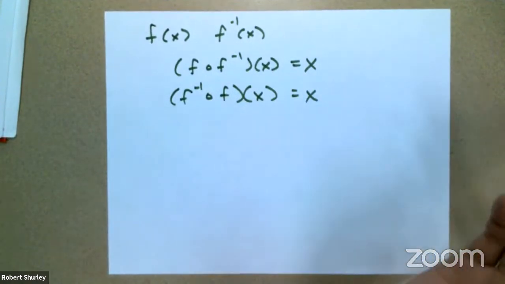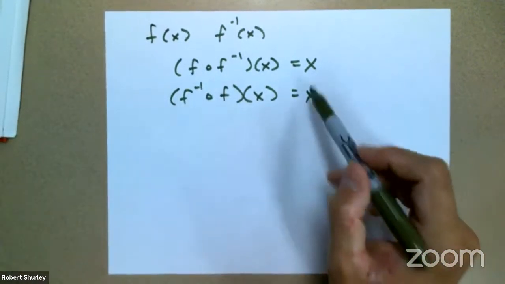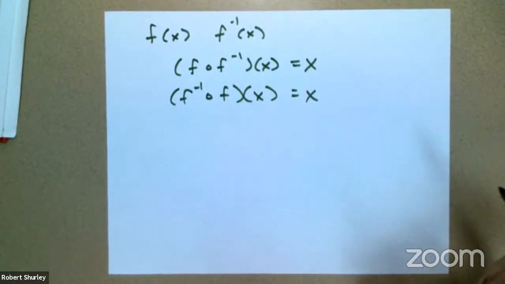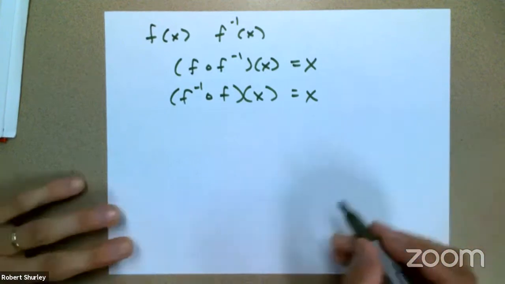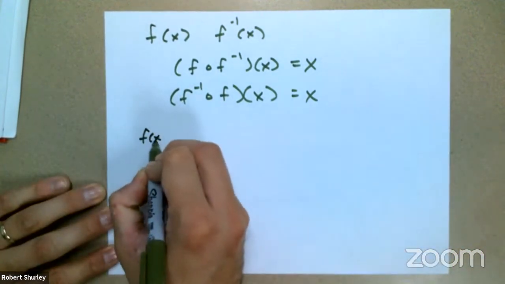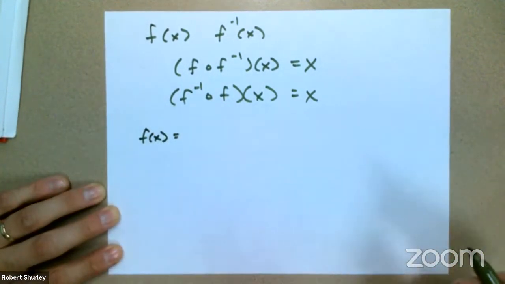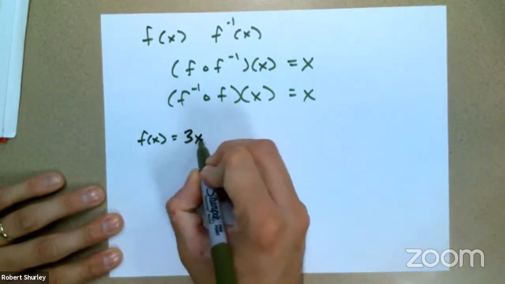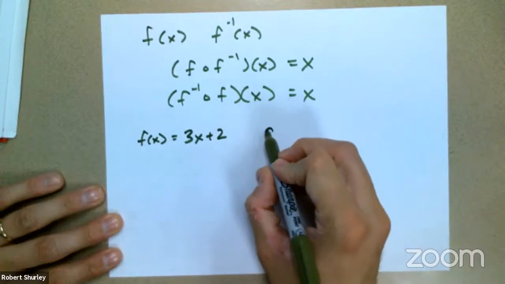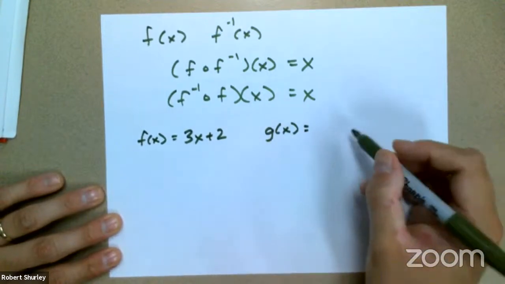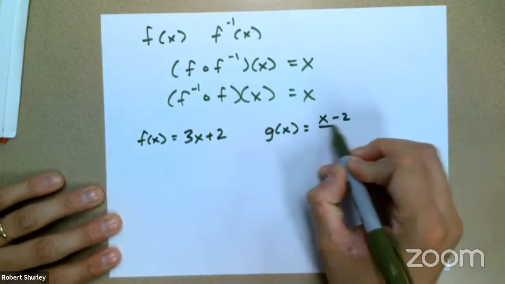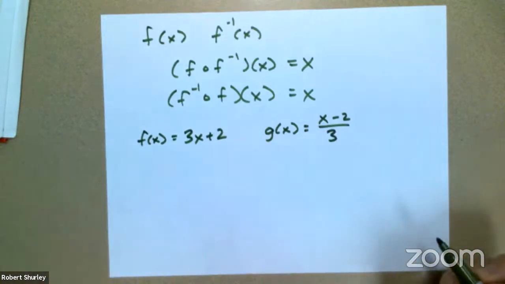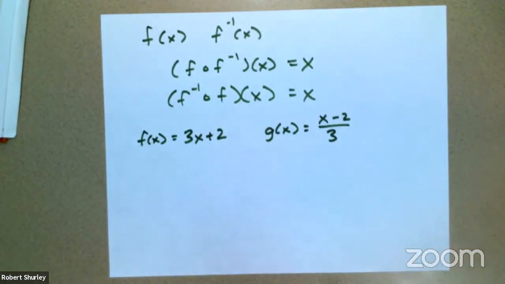Actually, it's very neat. And the reason is that it's symmetric around that y equals x line. So if we look at a basic example, a really good example from yesterday's work: f of x equals 3x plus 2, and g of x equals (x minus 2) over 3. This is an example straight from your book. And the book says, show that each function is the inverse of the other function.